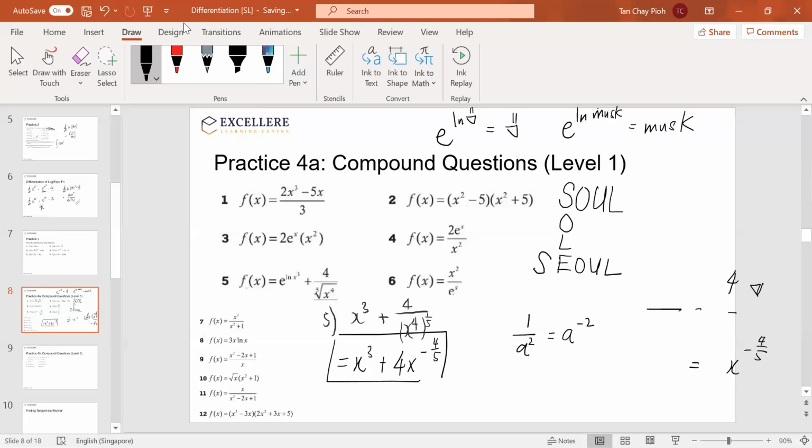Chain rule. Oh yeah. You just do dy/dx, 3x squared, and then minus 16 over 5 x to the, I don't know, minus something. Minus 1, minus 4 over 5. Okay.